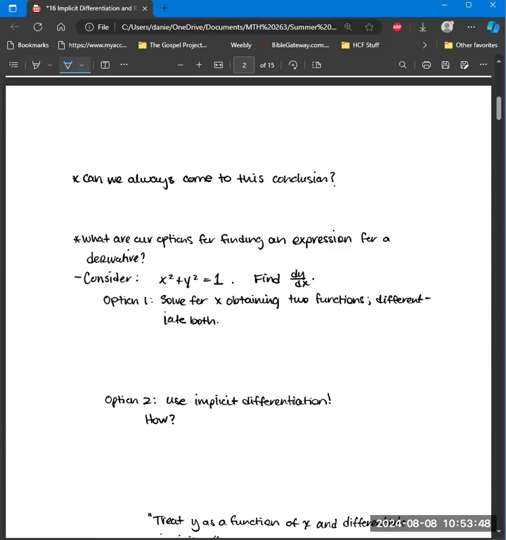So first question, can we always come to this conclusion? Is it always possible to write two or more explicit functions like this? No. For example, we could have something like y squared ln of y plus ln of x is equal to x squared plus 2x minus 9. And can we solve for x?